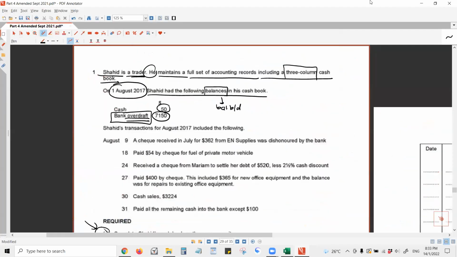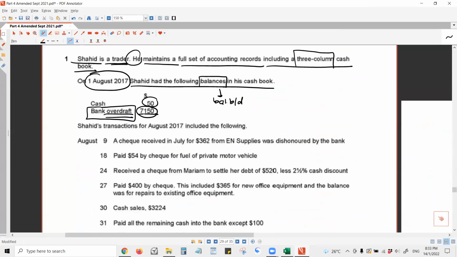Only possible for a business bank account. If you tell me you have a bank account, it doesn't mean that you can do so immediately. You cannot overwithdraw from all bank accounts. Only a business bank account. A normal savings account like you have, no, you cannot overwithdraw. So right now, owing to the bank 7150, bank overdraft indicates it is a credit balance. It's a credit balance.